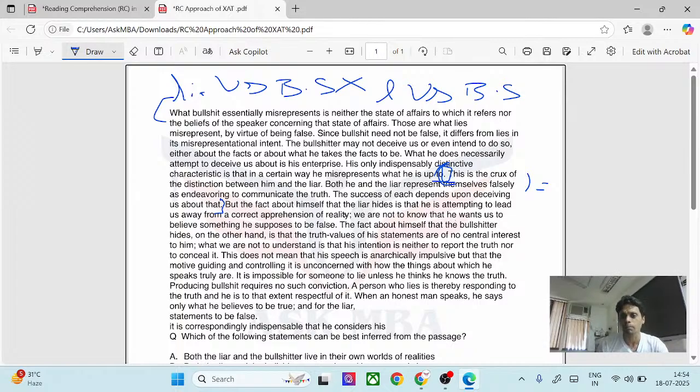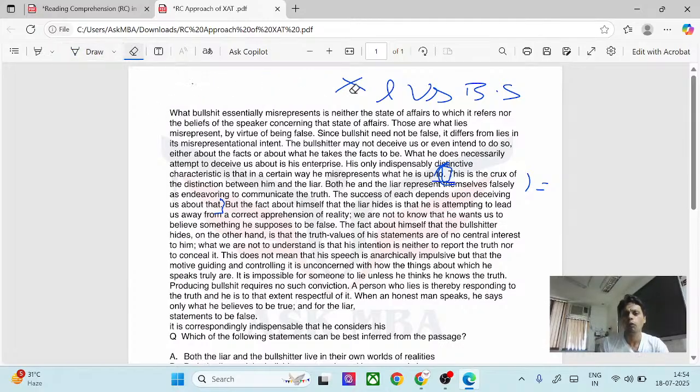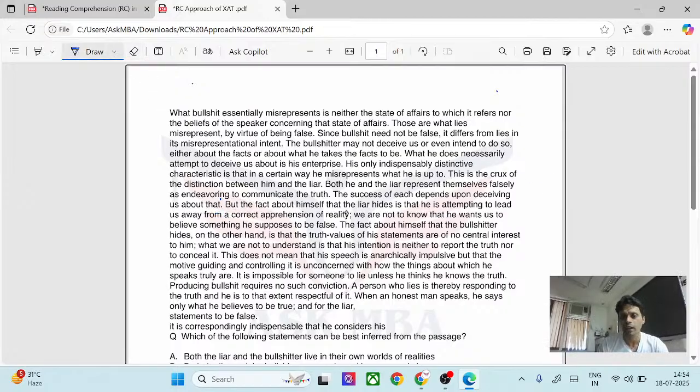अब यहाँ पे उसने compare किया हुआ है कि भाई bullshitter और liar में क्या होता है, liar क्या करता है, आपको fact से दूर लेके जाता है, गलत बोलेगा, बट bullshitter को क्या है, वो सिर्फ deceive करेगा, उसको truth से कोई लेना देना नहीं है. The bullshitter is going to give you the information in a way so that you get a certain kind of presentation or understanding of that person, right? So the fact about himself that the bullshitter hides, okay, you got an idea.